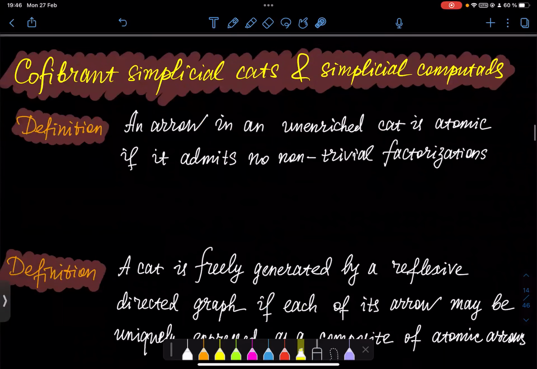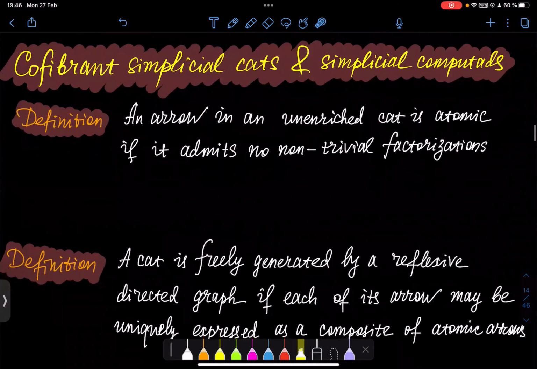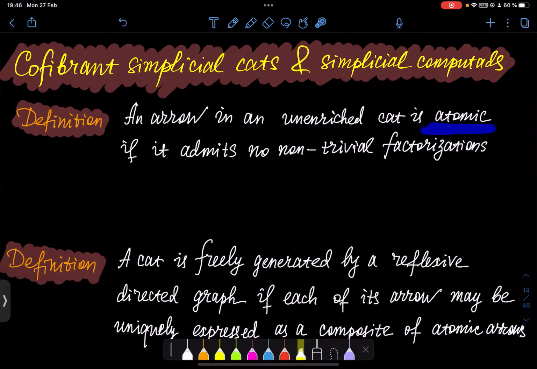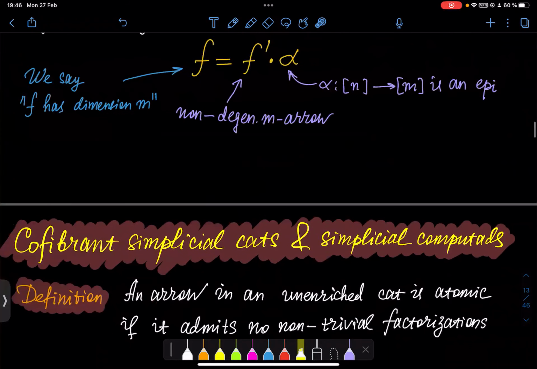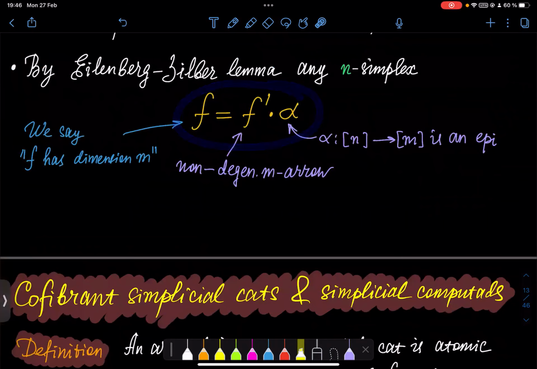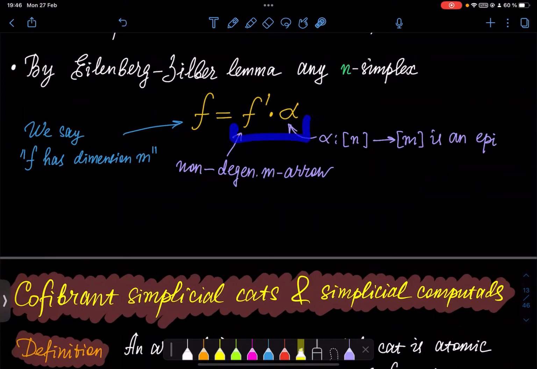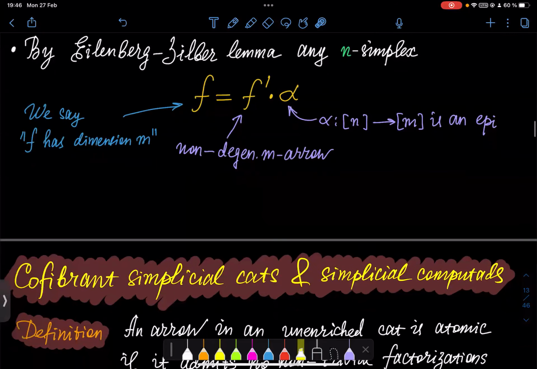And now the definition: an arrow in an enriched category is atomic if it admits no non-trivial factorizations. So if we have a factorization like this, then there is no such alpha or f prime, something like that.